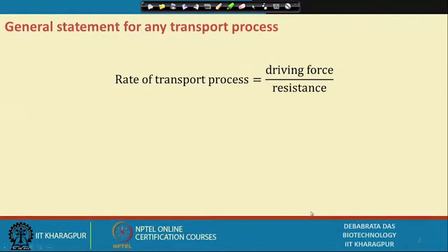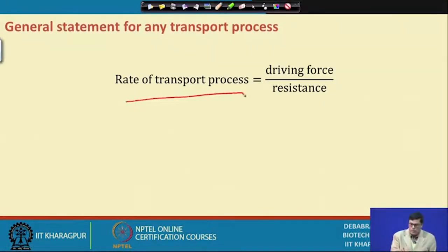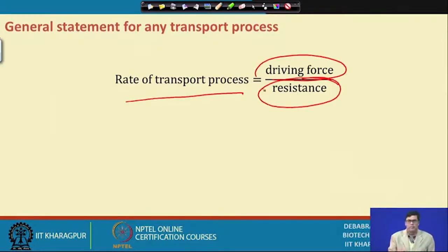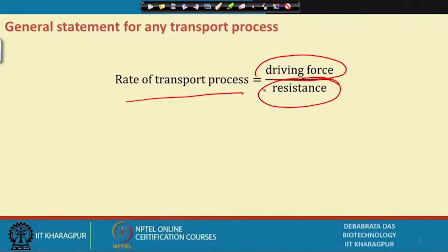Now the general statement of transport processes: how can you express that? The rate of transport process is the driving force divided by resistance. Driving force means, suppose you want to heat some liquid. What is the driving force? The driving force is the temperature difference, and resistance is the medium that hinders the flow of that heat.